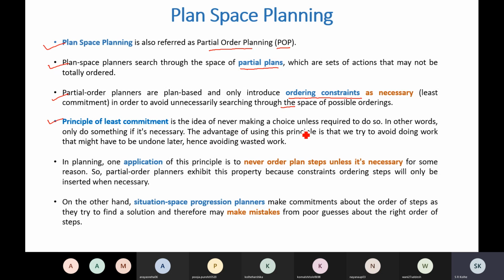The advantage of using this principle is that we avoid doing work that might have to be undone later. Hence, that avoids a lot of wastage of your time or work. So unless and until it is very much necessary, don't do certain things. This is called the principle of least commitment.